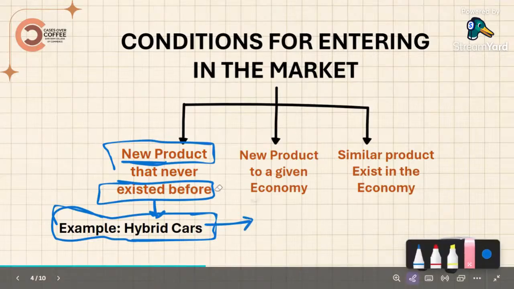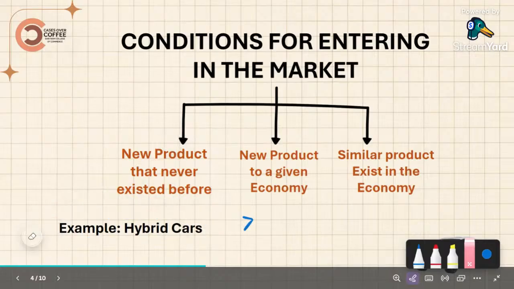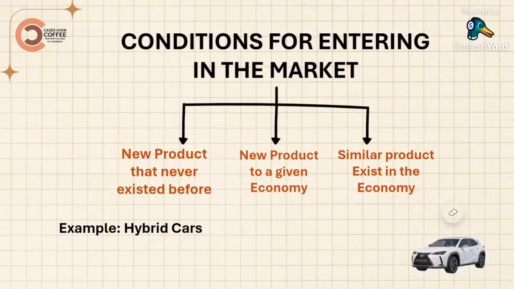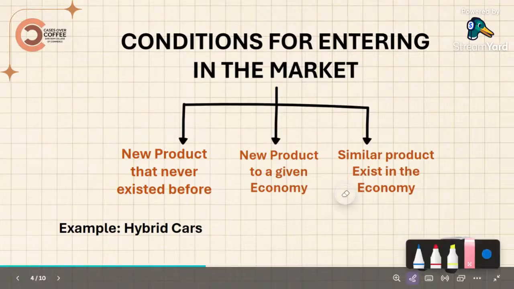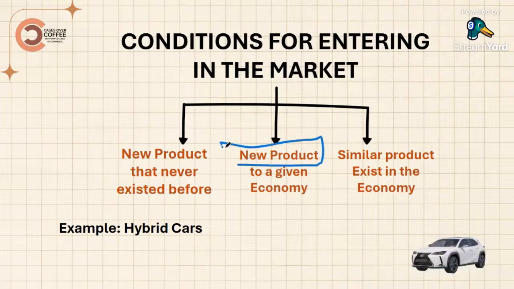Now there can be some cases where we have a new product to a given economy. Let's say there is a product which actually existed, and now the product is being launched in some other geographical area. For example, we can think of Tesla. Tesla was operating in the USA, Europe, and most of the developed countries, and they thought let's enter into the Indian market. This will fall into this category.